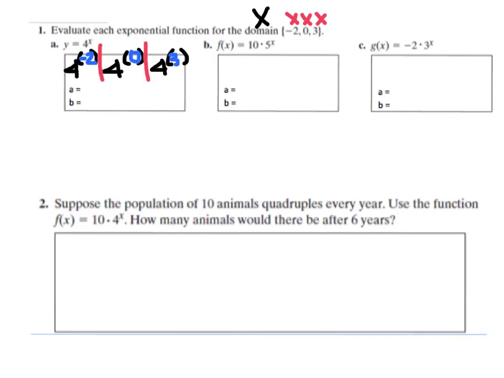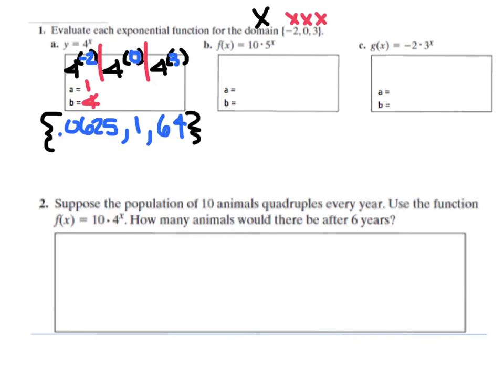So I'm going to write what we get down below. Alright, so when I did that, 4 raised to the -2nd power gave me 0.0625. When I did 4 raised to the 0 power, that's 1, and 4 raised to the 3rd power is 64. So I can tell here that the a value is 1 and that the b value is 4.